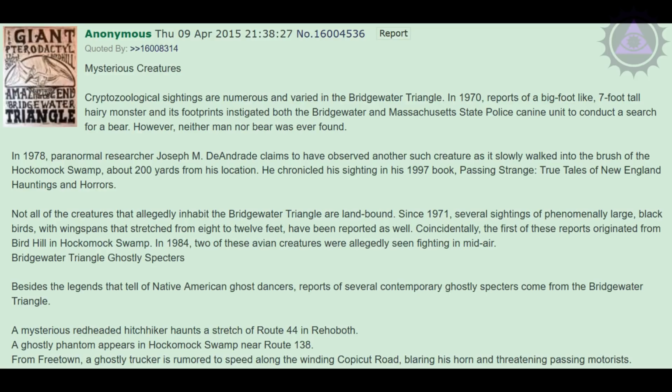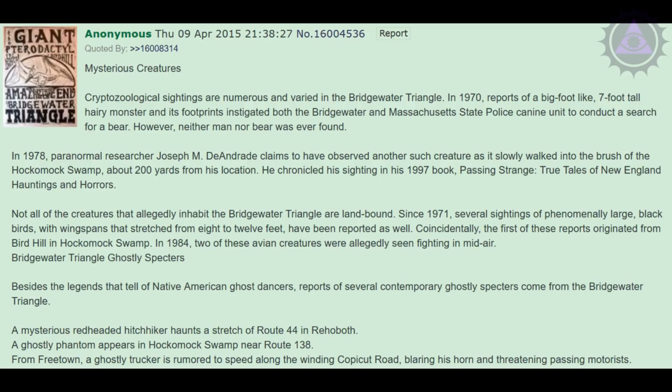Not all of the creatures that allegedly inhabit the Bridgewater Triangle are land-bound. Since 1971, several sightings of phenomenally large, black birds, with wingspans that stretched from 8 to 12 feet, have been reported as well. Coincidentally, the first of these reports originated from Bird Hill in Hockomock Swamp. In 1984, 2 of these avian creatures were allegedly seen fighting in midair.